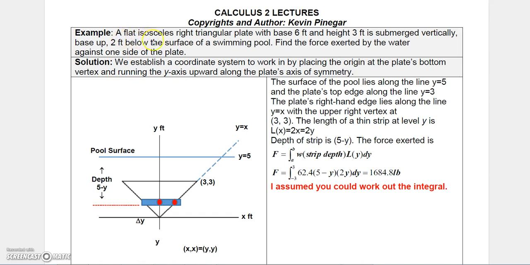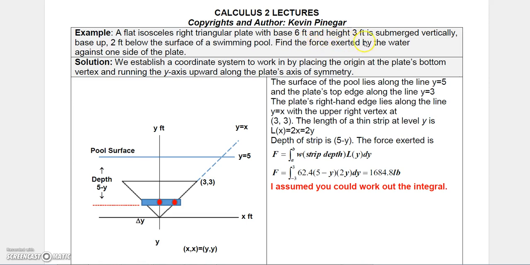We're going to take a flat isosceles right triangular plate that has a base of 6 feet and a height of 3 feet, and we're going to submerge this vertically up to 2 feet below the surface of a swimming pool.